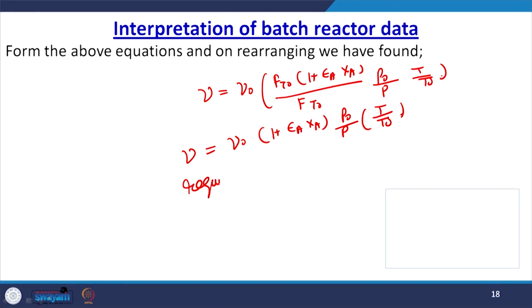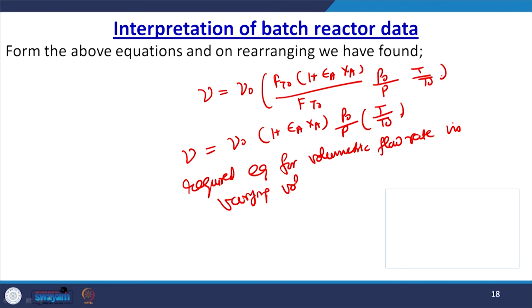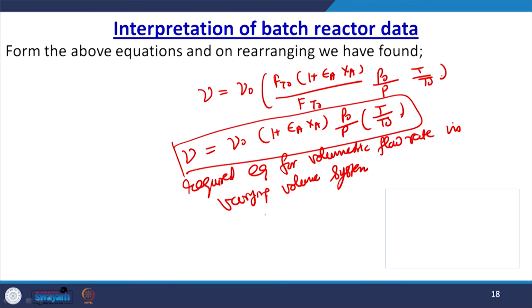Now this is the required equation for volumetric flow rate in a varying volume system. So this is again a very important relation which we developed in due course of time.